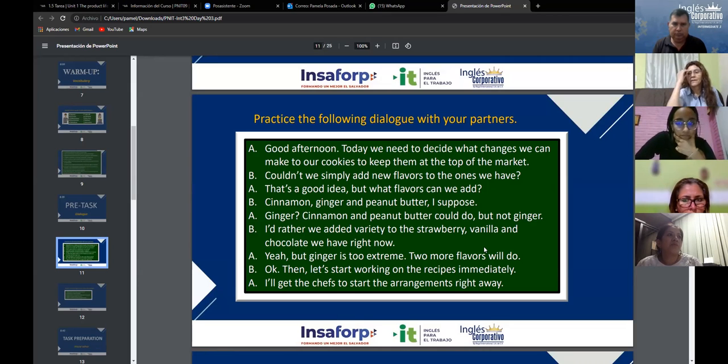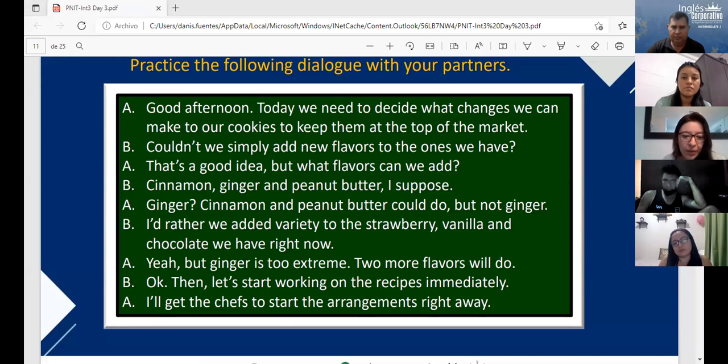Good afternoon. Today we need to decide what change we can make to our cookies to keep them at the top of the market. Couldn't we simply add new flavors to the ones we have? That's a good idea, but what flavor can we add? Cinnamon, ginger, and peanut butter, I suppose. Ginger? Cinnamon and peanut butter could do, but not ginger. To start the arrangements right away. Excellent.